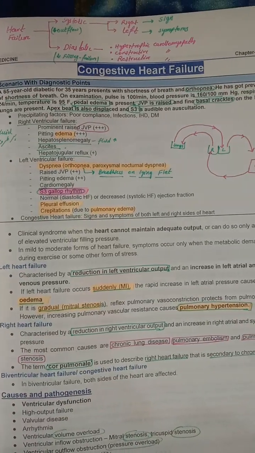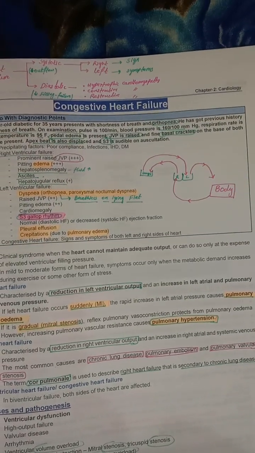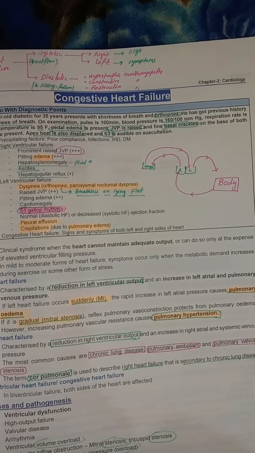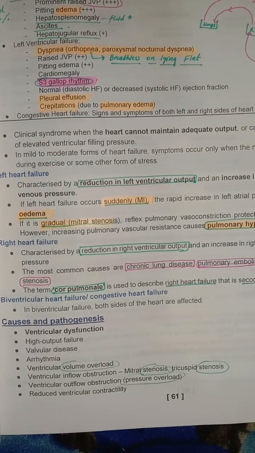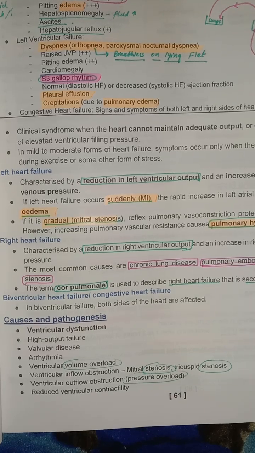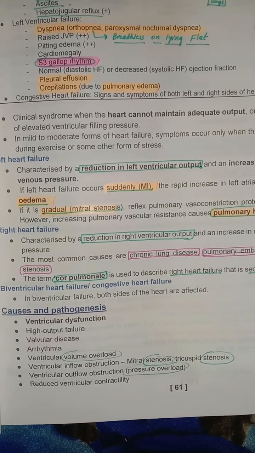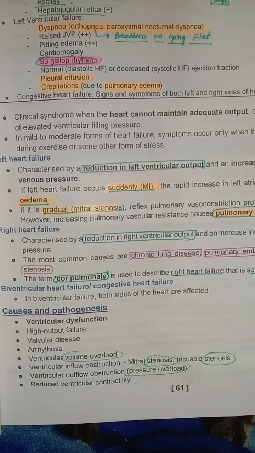If there is left ventricular failure, there is a reduction in left ventricular output and an increase in atrial and pulmonary venous pressure. If it is sudden, it leads to pulmonary edema. If it is gradual, it leads to pulmonary hypertension. Causes of heart failure: ventricular dysfunction, high output failure, valvular disease, arrhythmias, volume overload, ventricular inflow obstruction, ventricular outflow obstruction, and reduced ventricular contractility.